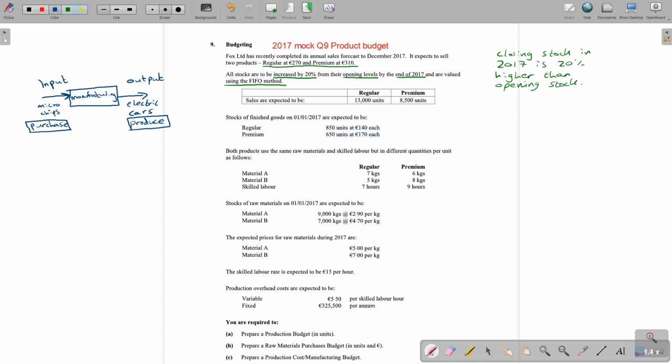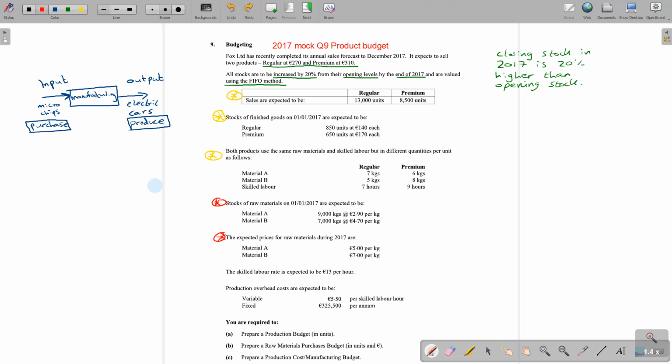So I'm going to try and use yellow for our products. So stock of finished goods. So anything that's stock related that we produce, I'm going to highlight. So this is related to it. And green, I'll just do the others. So stock of raw materials, I'll use red. Stock of raw materials on the 1st of 1st 2017. So that's about raw materials. This is about raw materials and the cost of raw materials. This is the skilled labor hour, so it's not related to raw materials, so we'll leave that blank as well.